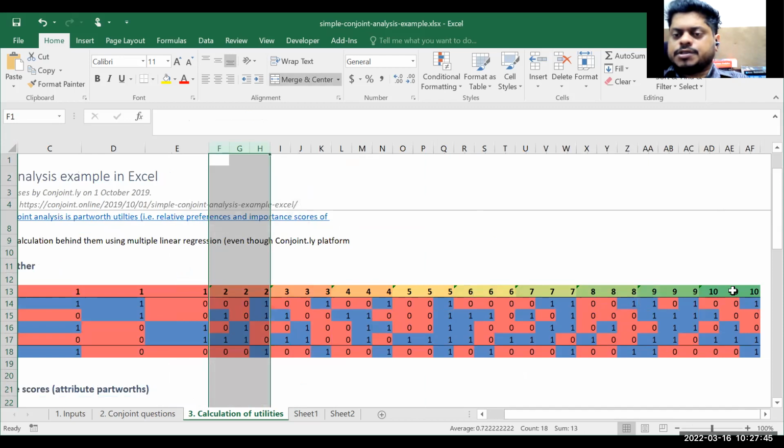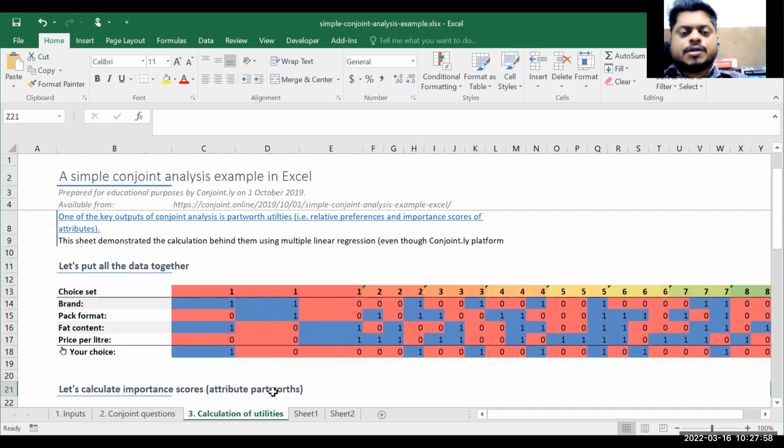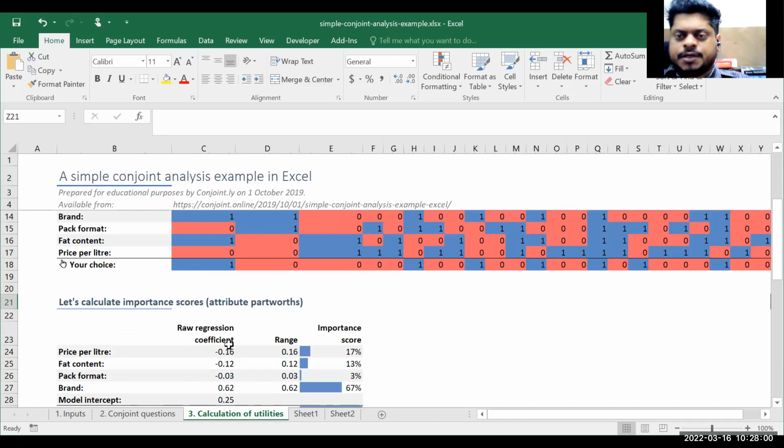So in the product choice set, whatever this is, choice set 10, out of three products, product C was chosen, right? Because we are always asking the customer to choose only one product, right? I'll come back to this calculation because the Excel file did not show how to calculate.